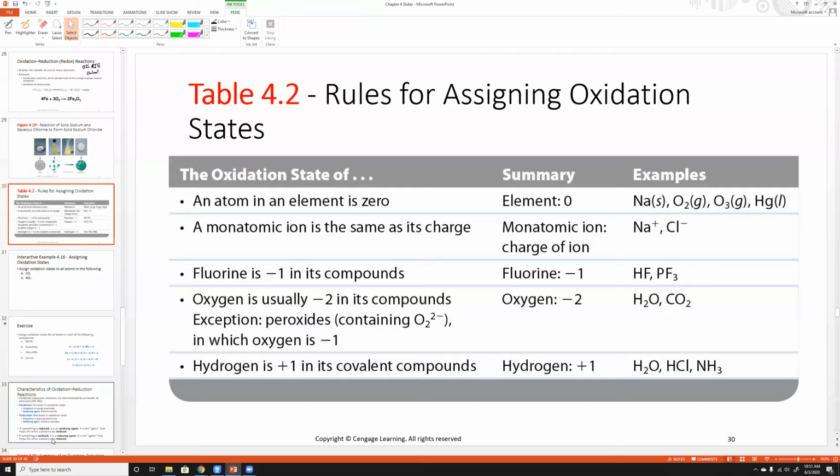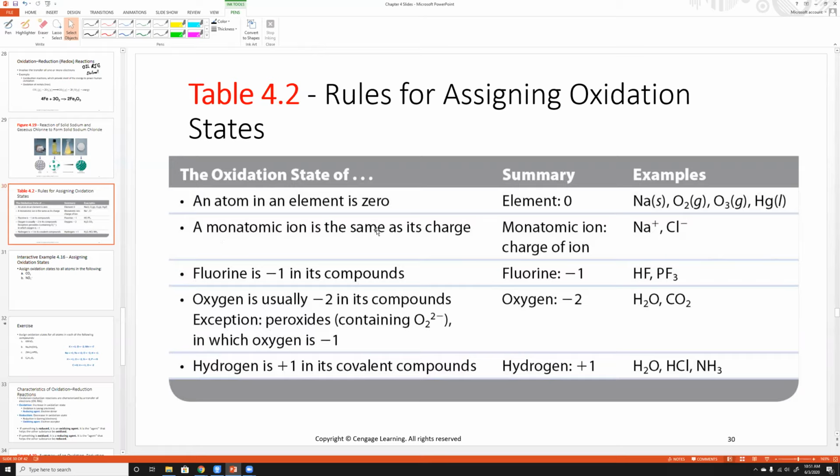Now, in the oxidation states, there are several rules. If you have an element by itself, like sodium solid here, even if it's a molecule, it's only one element, and its oxidation state is 0. That's because there's no electron movement. It's just sitting there, not reacting to anything. There's no charge to it. If you touch sodium metal, you'll be fine. You're not going to get zapped. Anything by itself is 0.